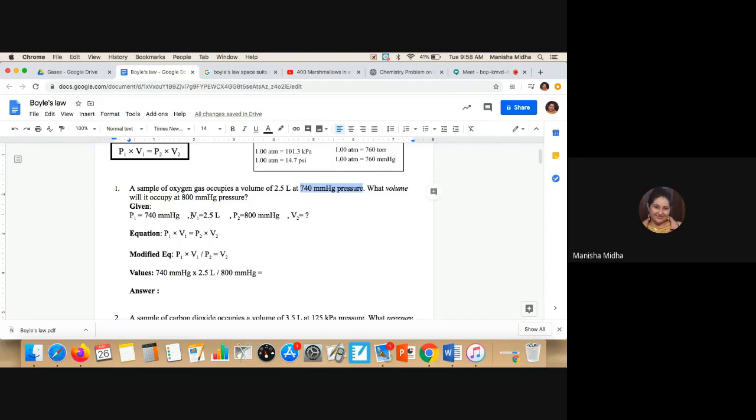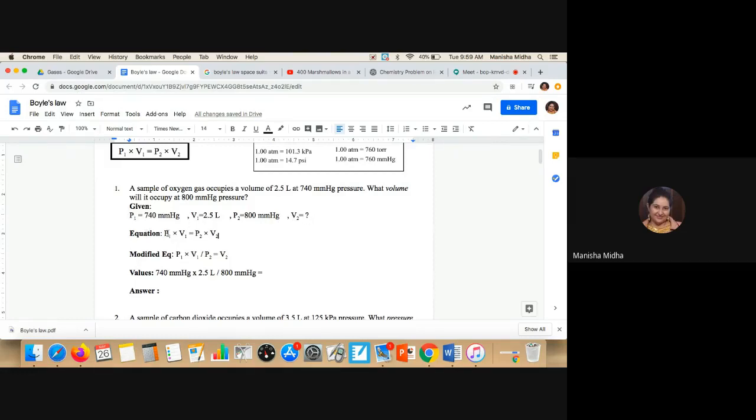Then V1, the first volume value, 2.5 liters. This is your initial volume. You write it down over here in the givens. You copy and paste it from your question and put it down in your givens. And then the next statement says what volume. So volume is unknown to us. So the final volume V2 is a question mark, and the final pressure is given, 800 mmHg. So we have four variables, P1, V1, P2, V2. Out of these four variables, three values are given and the fourth one is unknown.